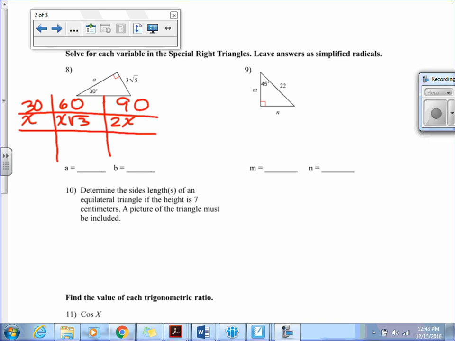Alright, so the next thing you have to do is figure out where to put the information that you were given on your picture. So what were we given in the picture? Okay, the side across from the 30-degree angle is 3 square roots of 5. So where does that go in my table? Under the 30, the 60, or the 90? The side opposite the 30-degree angle goes under 30. Okay, I feel like that's kind of logical, right?